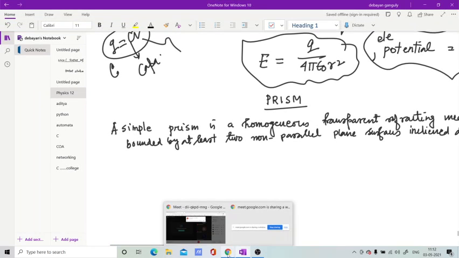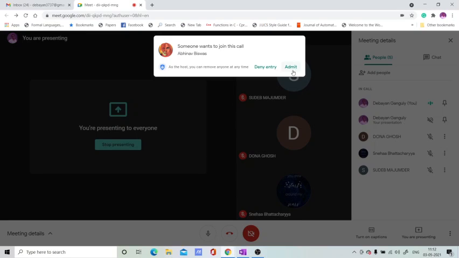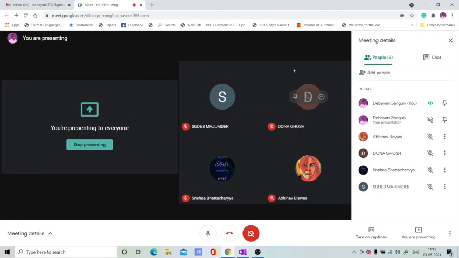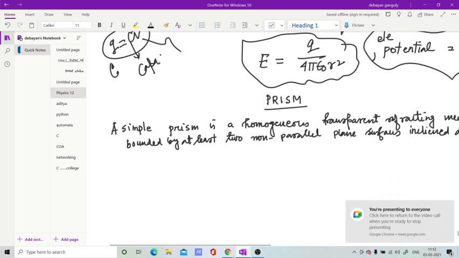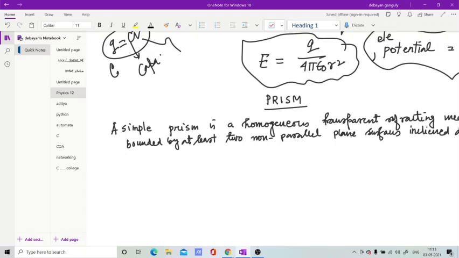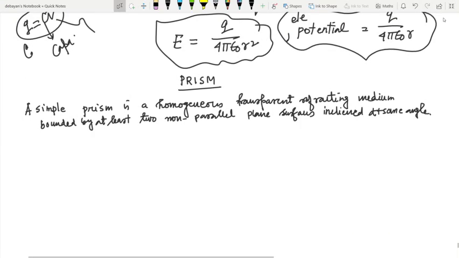And we know that a prism can have any number of surfaces, but the surface on which the light is incident and the other surface from which light comes out should be non-parallel. So we can write the prism like that.